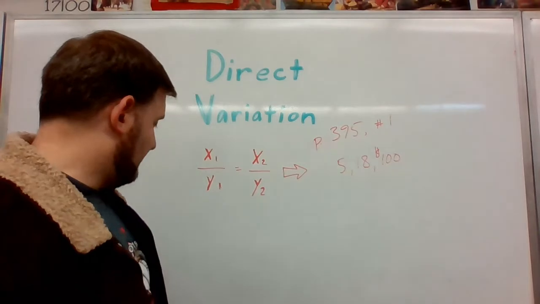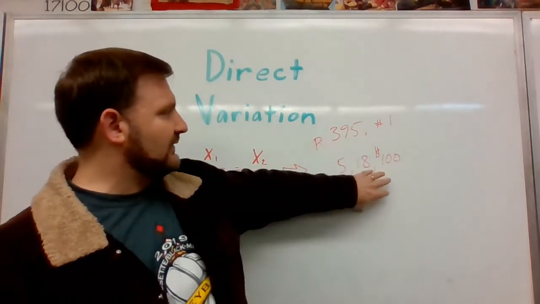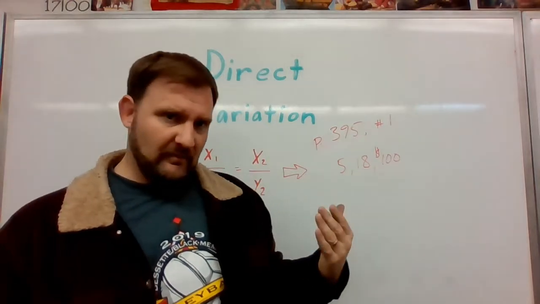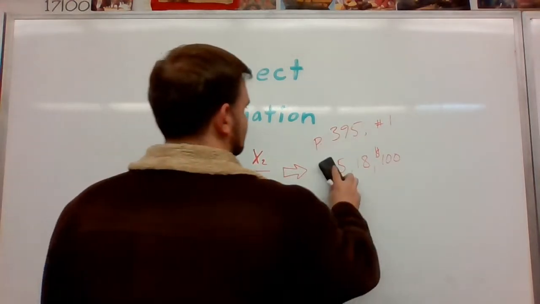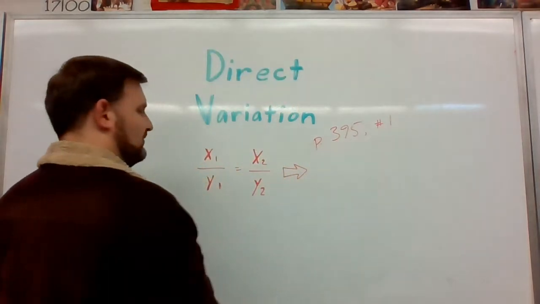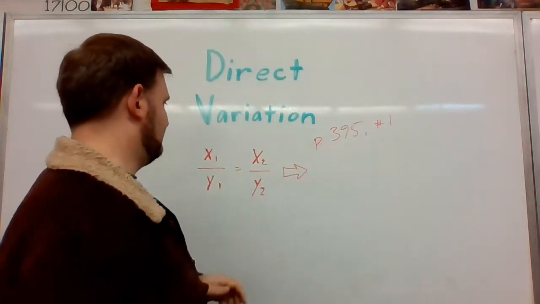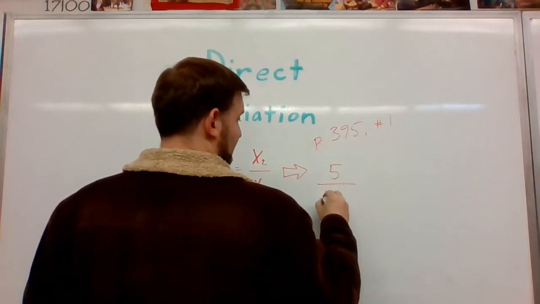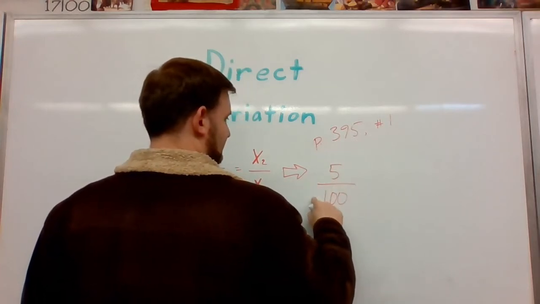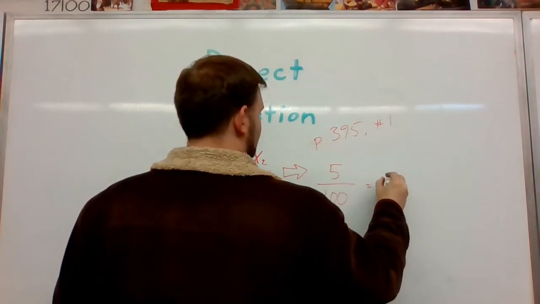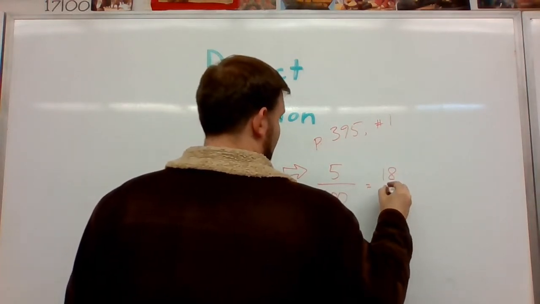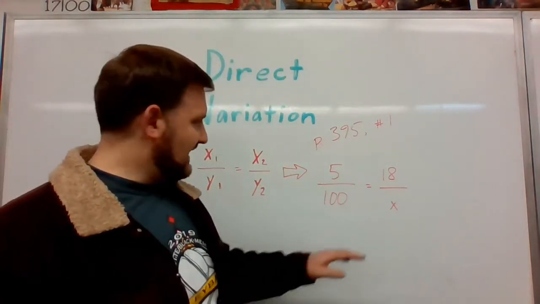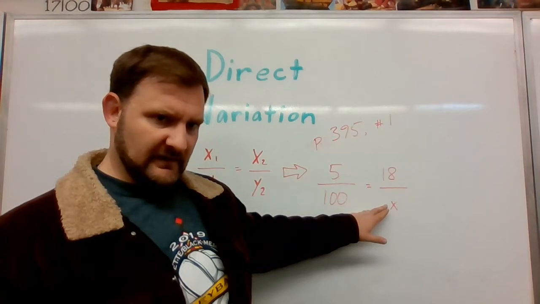Okay? The thing to remember is when you're filling these 3 things into the variable spaces, you need to match them up properly. So for instance, I'm going to put my hours on top. So I'm going to go 5 hours yields $100, okay? And that's equal to 18 hours yields some other amount of money. All right, so now this is our variable, okay?